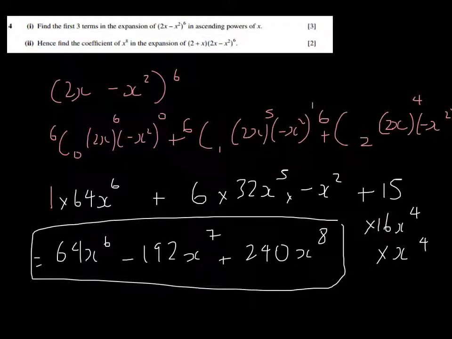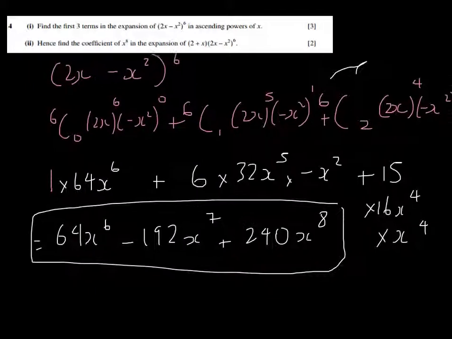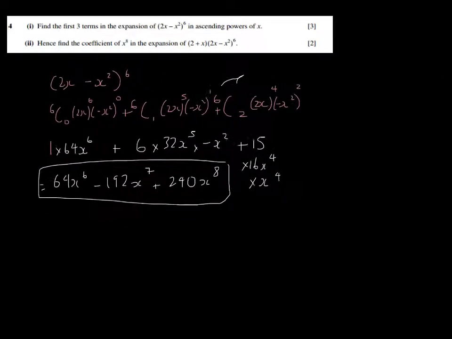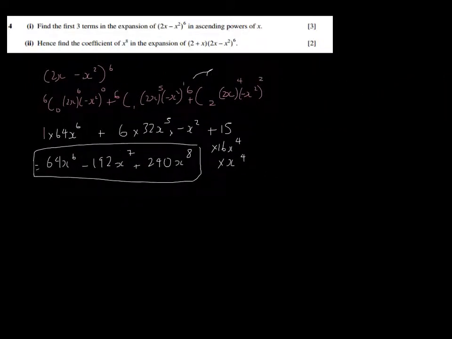Okay, so for part 2, it uses that word hence, okay? And that word hence is a big clue for you that you're supposed to use something from your first part to help you out with the second part, okay? So let's write out what they want us to do. So they want us to do this expansion here, 2 plus x, and 2x minus x squared to the power of 6. Okay, so we're after the coefficient of x to the power of 8.